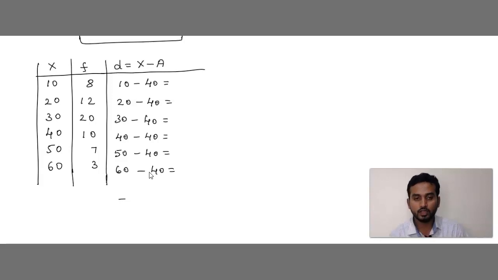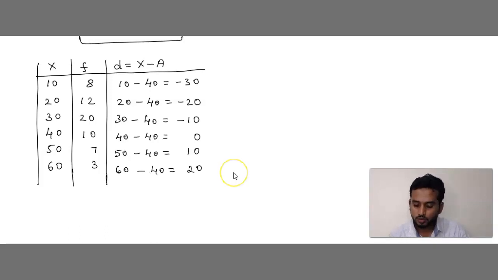In 10, can we subtract 40? No. So it is minus, 40 minus 10 is 30, so minus 30. 20 minus 40 is minus 20. 30 minus 40 is minus 10. 40 minus 40 is 0. 50 minus 40 is 10. 60 minus 40 is 20. So these all are the values of D, right?